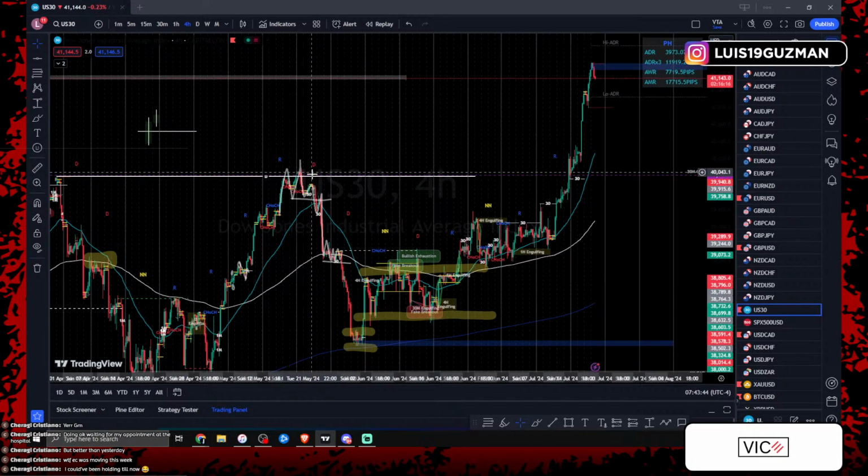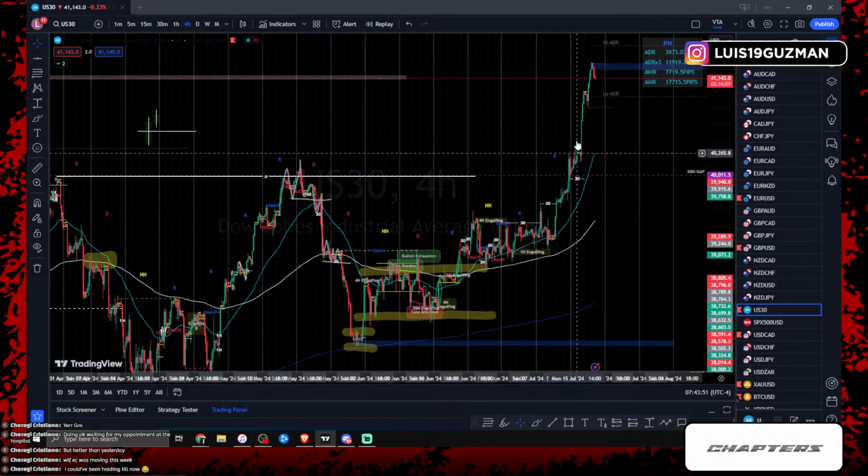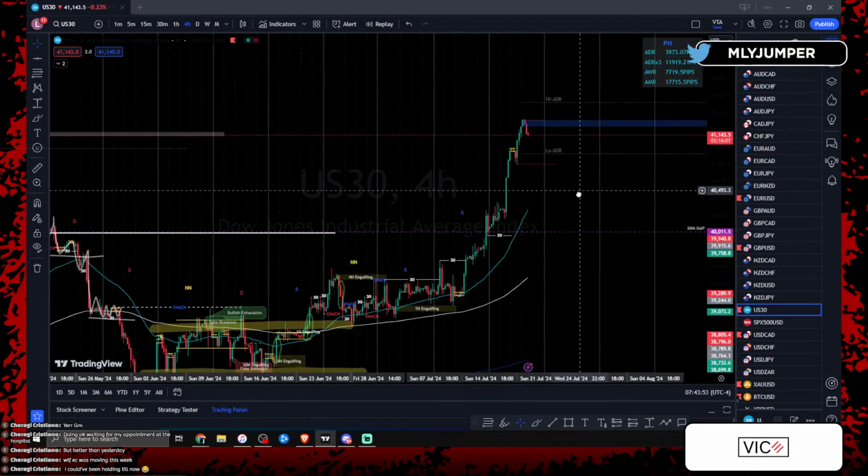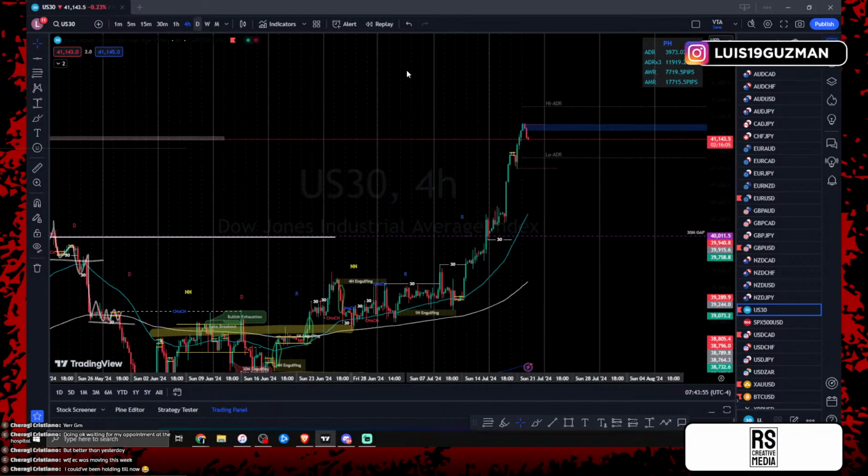The break of structure was here. We had higher high, higher low, boom, higher high. This was the break of structure, and we never had a pullback. So with that being said, I am expecting price to give me a pullback.